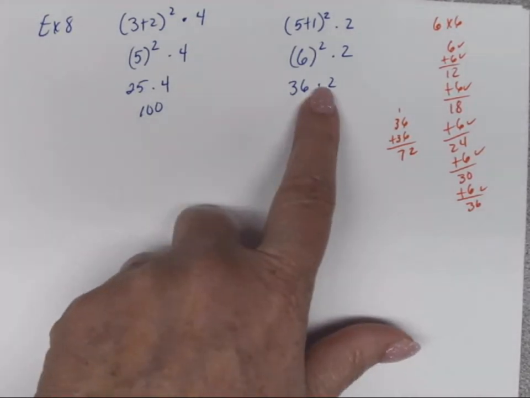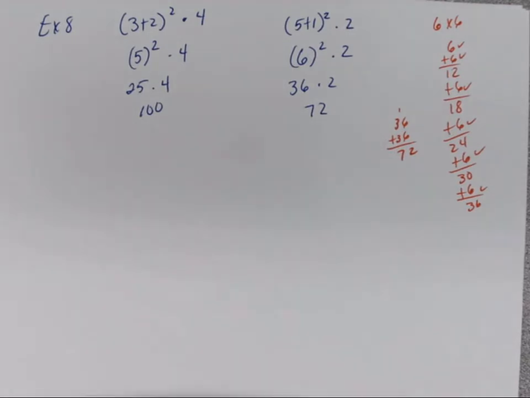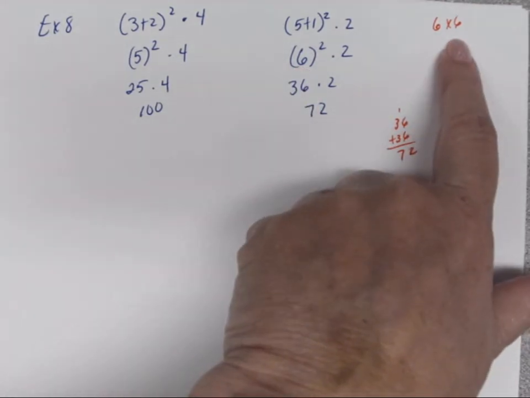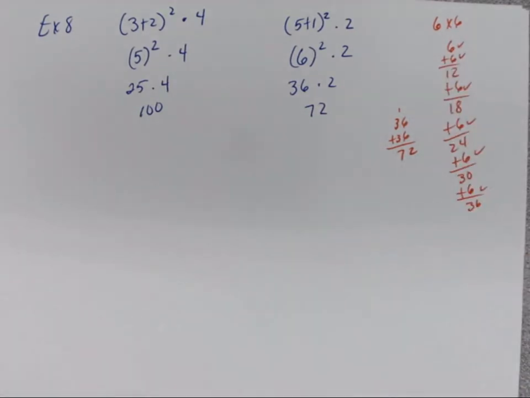I needed to multiply it by 2, so that means I'm adding 2 of them. I needed to multiply 6 squared, which is 6 times 6, so I have to add 6 sixes. So do what you need to do in order to understand the math there.